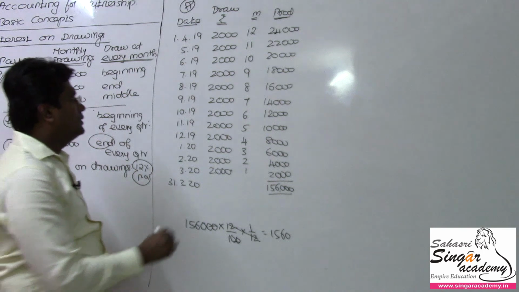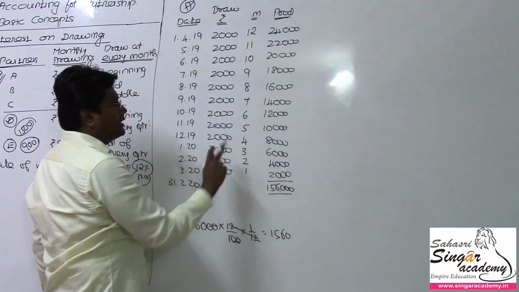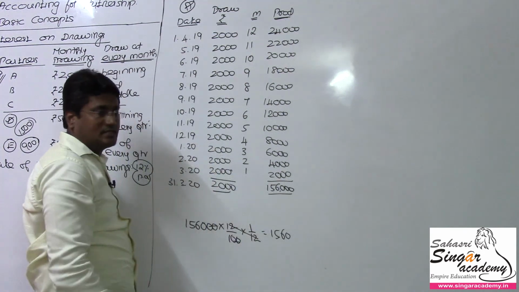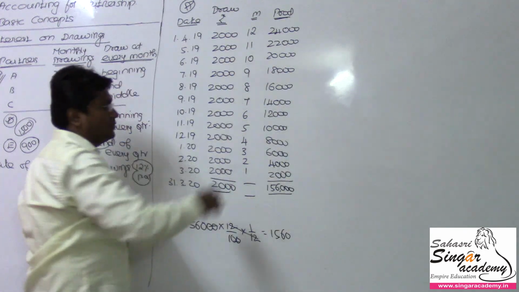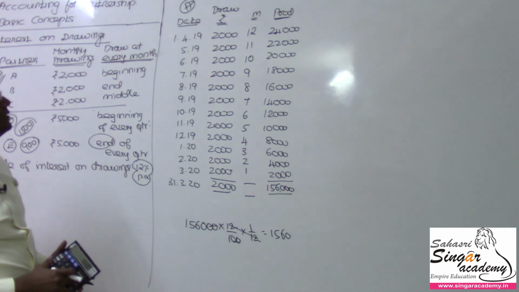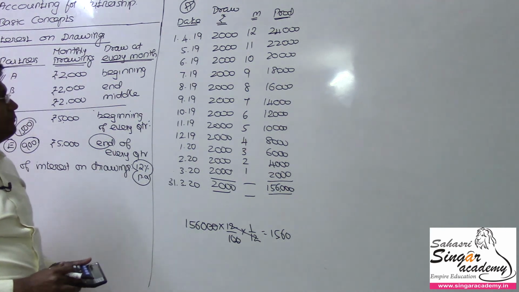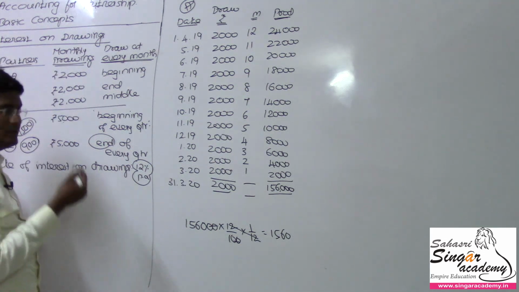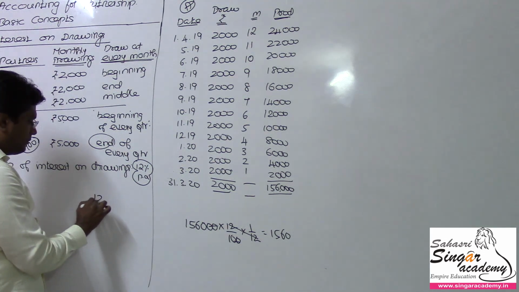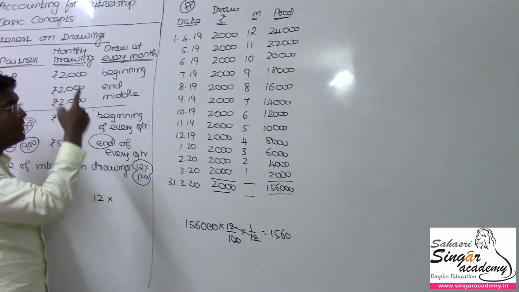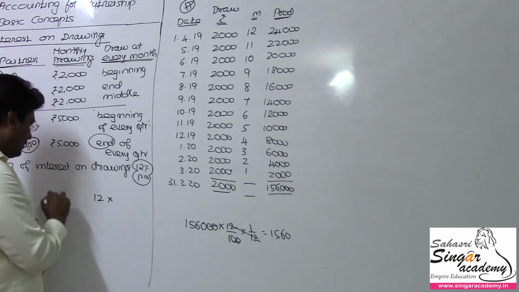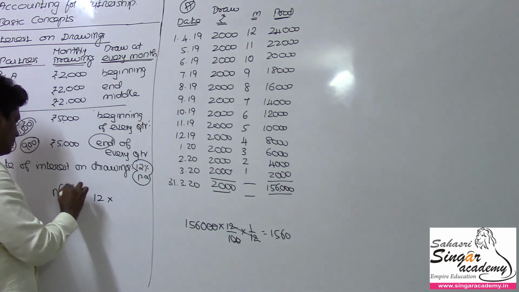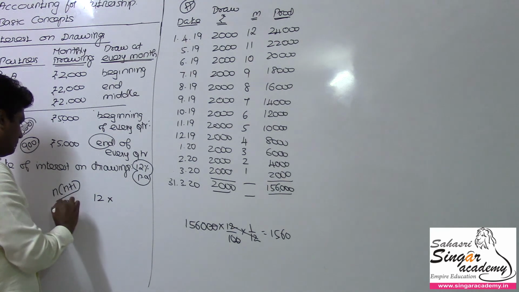Remember, the 2000 is constant, only this value is different. In that case, what we can do is take the 2000 as it is, and take the summation of this one: 12 plus 11 plus 10 plus 9 plus 8 plus 7 plus 6 plus 5 plus 4 plus 3 plus 2 plus 1. This summation is nothing but the formula n into n plus 1 by 2. That formula I am going to use here.